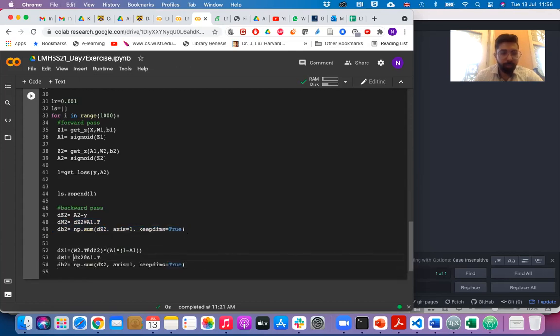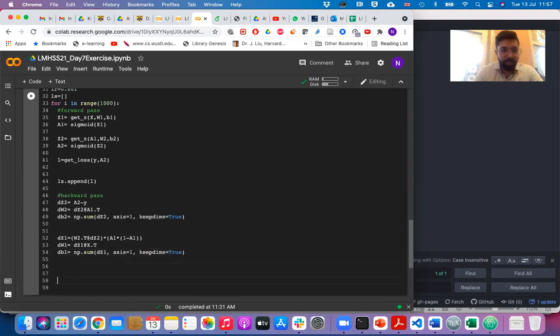And make it dW1, dZ1. The input is X here. This is dB1. Hopefully this should be fine. Let's just double check it. So dZ2 is A2 minus Y. dW2 is dZ2 matrix product A1 transpose. This is dZ2, axis is 1, keepdims true. dZ1 is W2 transpose times dZ2 times A1 times 1 minus A1. It seems fine. Let's just run it and plot the loss.